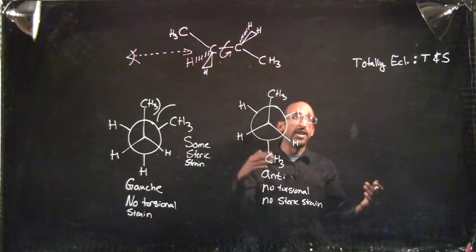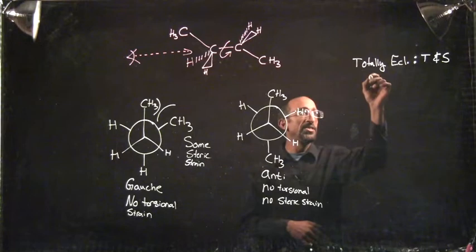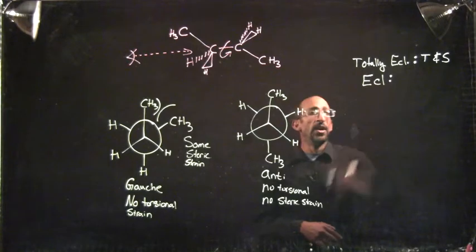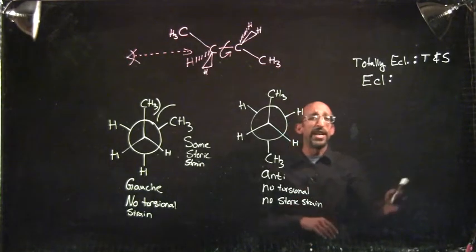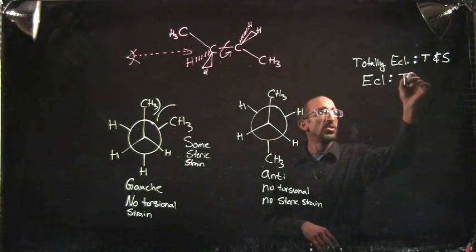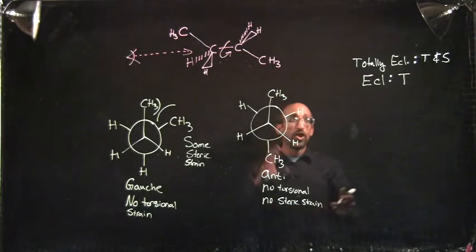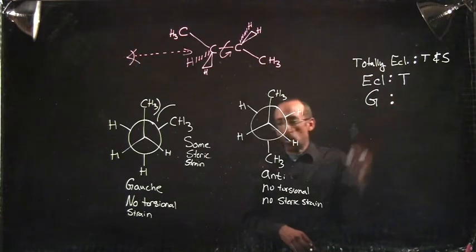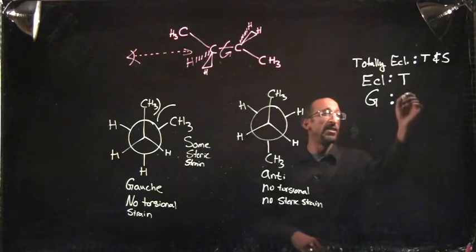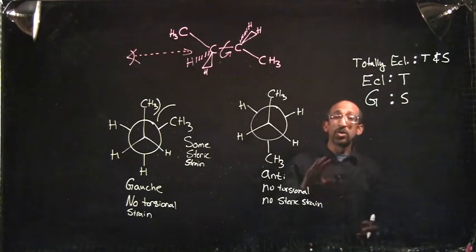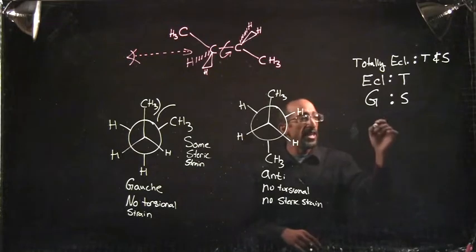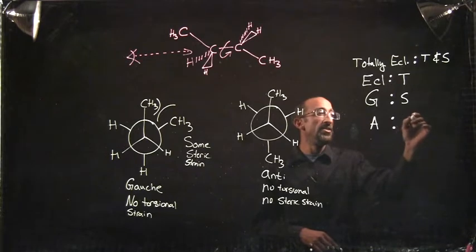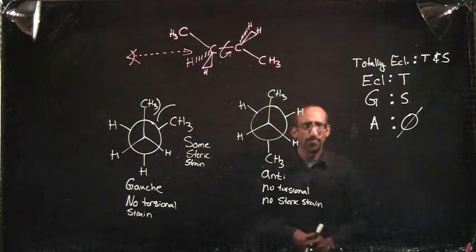If we then move down, we can also say that our eclipsed conformation no longer had steric strain, but it still had torsional strain. In our gauche conformation, which I'm going to abbreviate G, we only had steric strain and no torsional strain. And finally, in our anti-conformation, we had no strain at all.